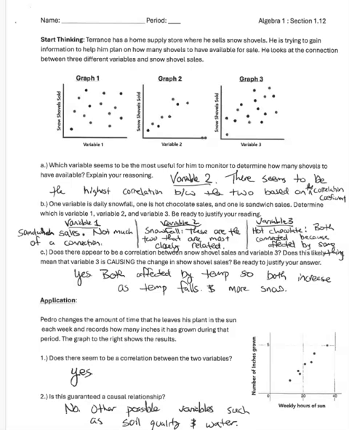All right, we are wrapping up our unit on statistics. This is section 112. The start thinking part says Terrence has a home supply store where he sells snow shovels. He's trying to gain information to help him plan on how many shovels to have available for sale. He looks at the connection between three different variables and snow shovel sales. And you can see those in graph 1, graph 2, and graph 3.